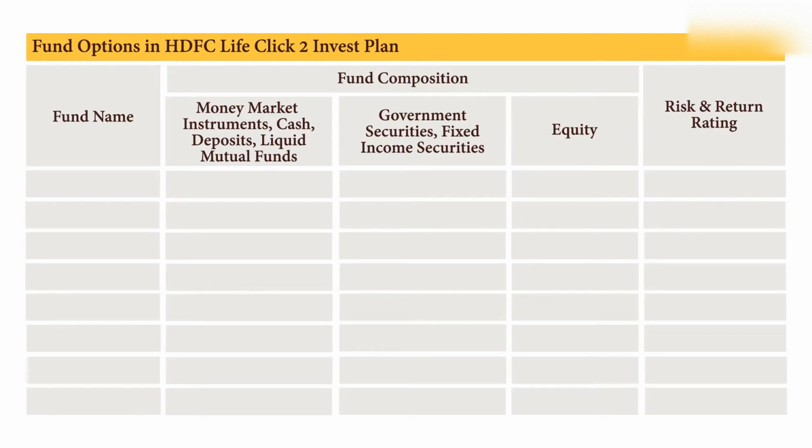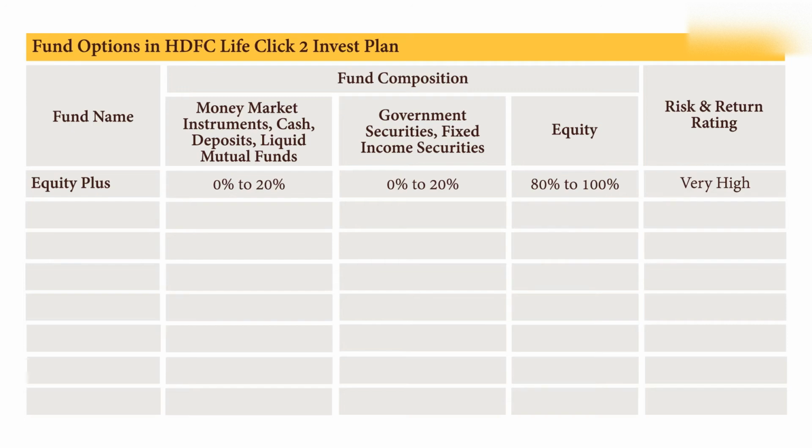So you can refer to this table, which very nicely indicates the kind of risks which are there and the portfolio which the insurance company invested in what ratio. So you've got Equity Plus Fund. You will see it invests 0 to 20% in money market instruments, cash, deposits, liquid mutual funds. Then 0 to 20% will be done in government securities, fixed income securities. 80 to 100% may actually be invested in equity. So if you see the last column of this table, the risk and return rating is actually pretty high.